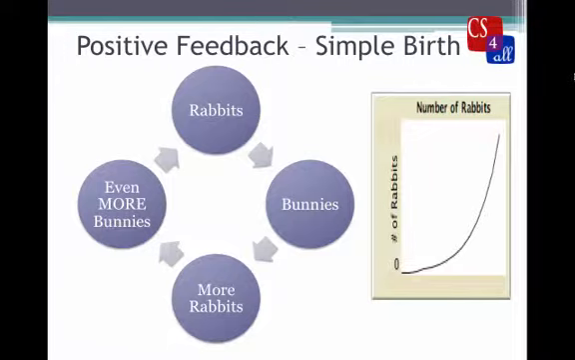This type of growth is called exponential growth and is shown in the simple graph to the right. You can see the rate at which the population of rabbits is growing increases faster and faster. Now, in the real world, something always interferes with this process. Otherwise, the world would be covered with rabbits. And that something is called negative feedback.